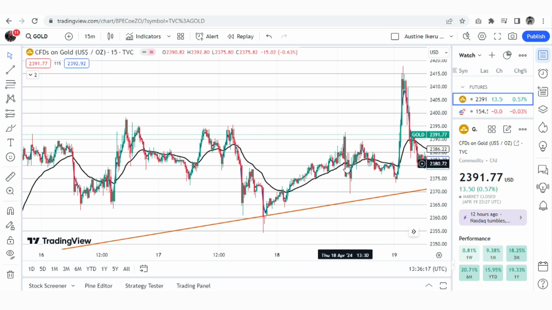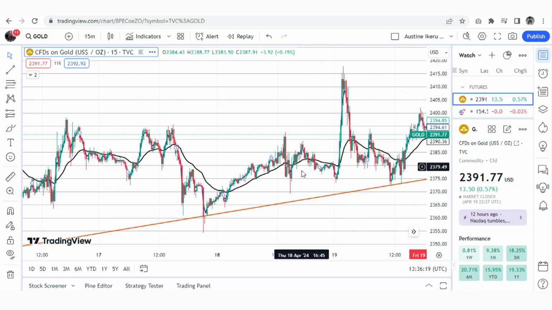Then I didn't lose, it just hit my break even. Then another crossover happened somewhere here. I placed another buy trade. My stop loss was below here. I was able to catch this move, so I broke even.